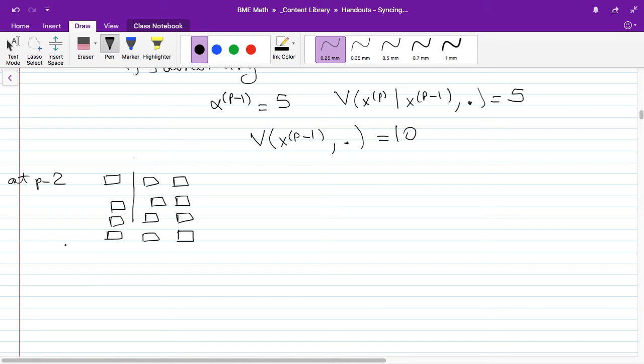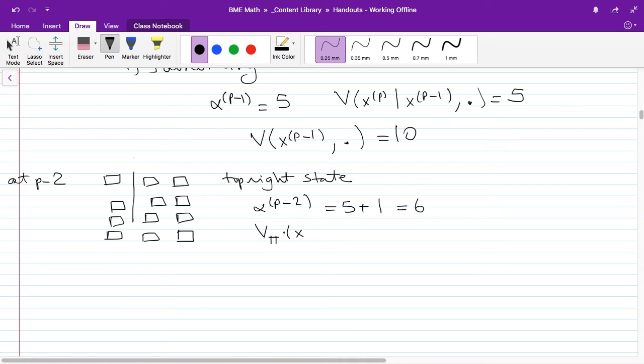All right, so let's begin with the top right state. Tell me the best action here. My cost for that state is 5 plus, if I move, 1. So that's 6. What's the best place that I can move? You can kind of guess that maybe this is the best action. So that's the value under the optimum policy at P minus 1, given that I'm at P minus 2 and I perform an action like this. If I do that, I'm going to get to a state that has value 0.